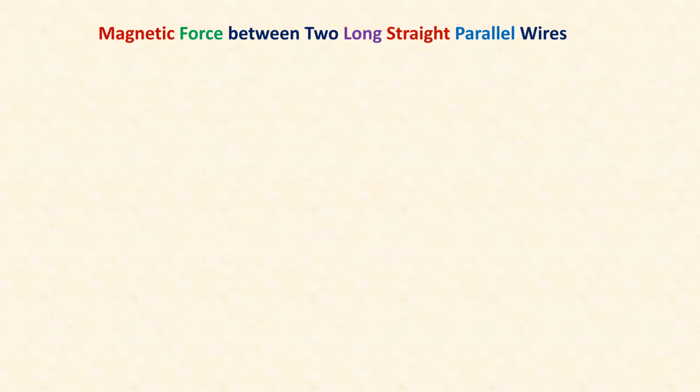Now we want to study the magnetic force between two long straight parallel wires. This is very important because it makes you understand why the opposite poles of magnets attract each other and like poles repel each other. Hardly anybody knows exactly how that works, and I'm going to explain that.